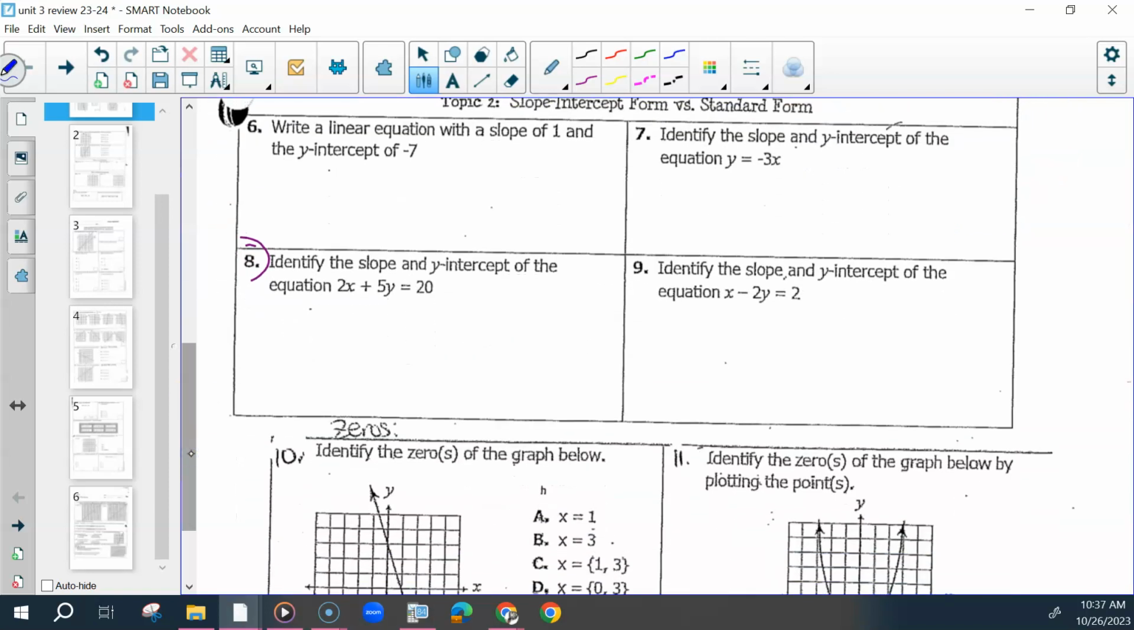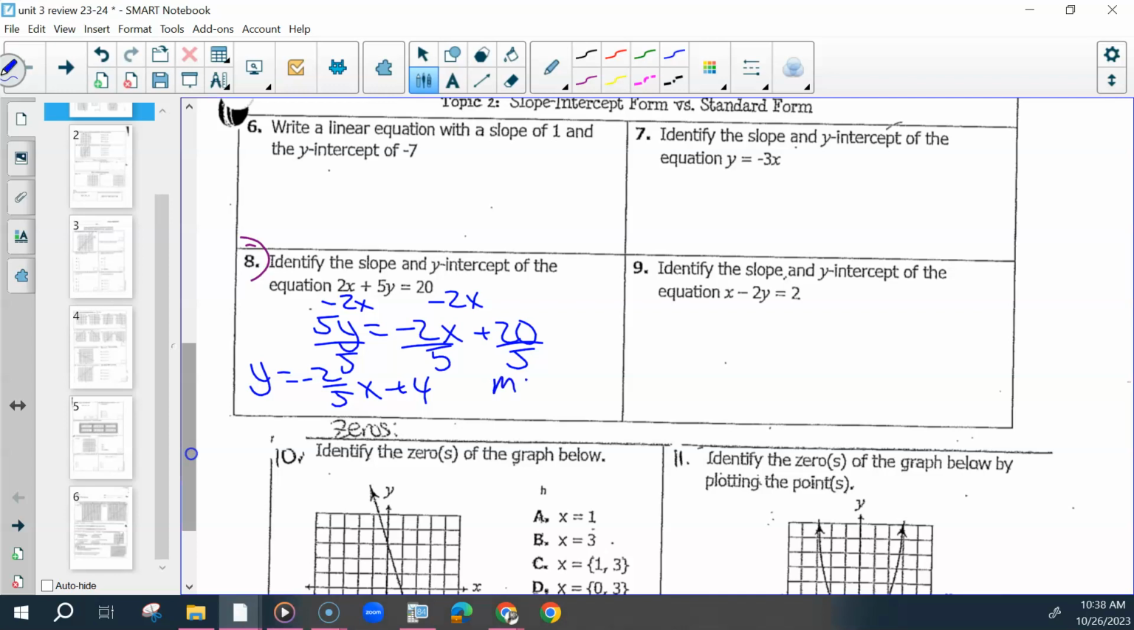Number 8, identify the slope and y-intercept. This is very similar to the problem on the shortcut. You have to solve this, get it back in slope intercept form. Subtract 2x on both sides. Divide everything by 5. We have y equals -2/5 x plus 4.